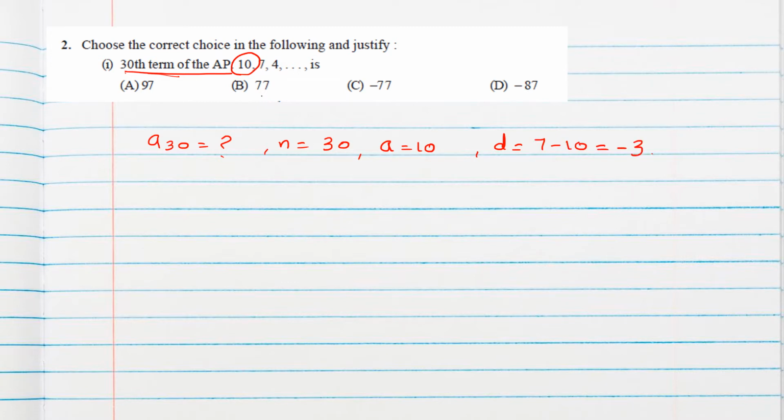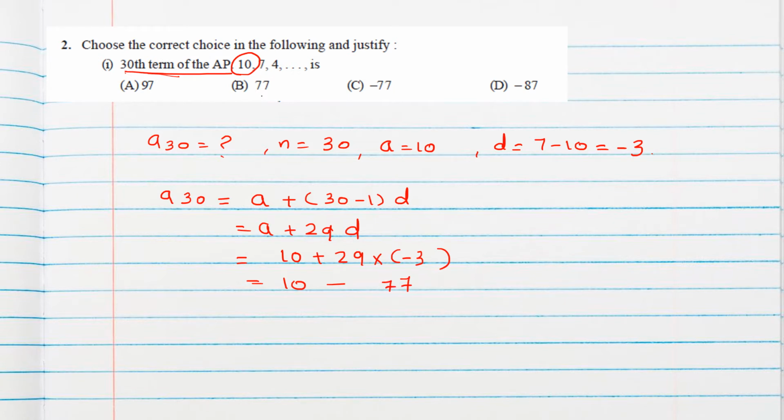Now a_30 we should find, so we'll use the formula: a_30 will give a plus (30 minus 1)d. That means a plus 29d we should find. And a is 10, 29, d is minus 3. So plus minus minus, this we can multiply. Okay, 87 will come. So 10 minus 87 will give minus 77. So the 30th term is minus 77, which is in option C. So we can write option C is correct.